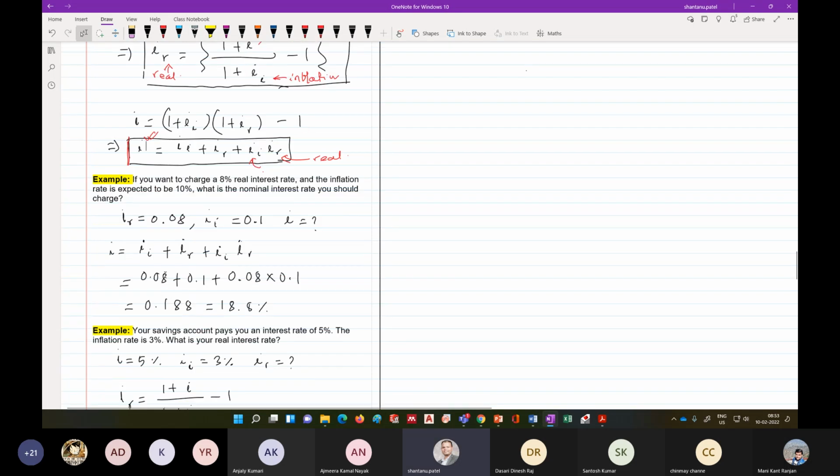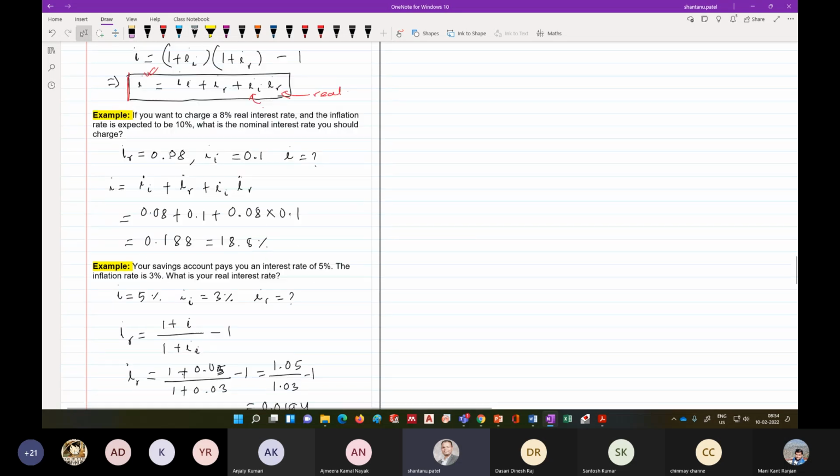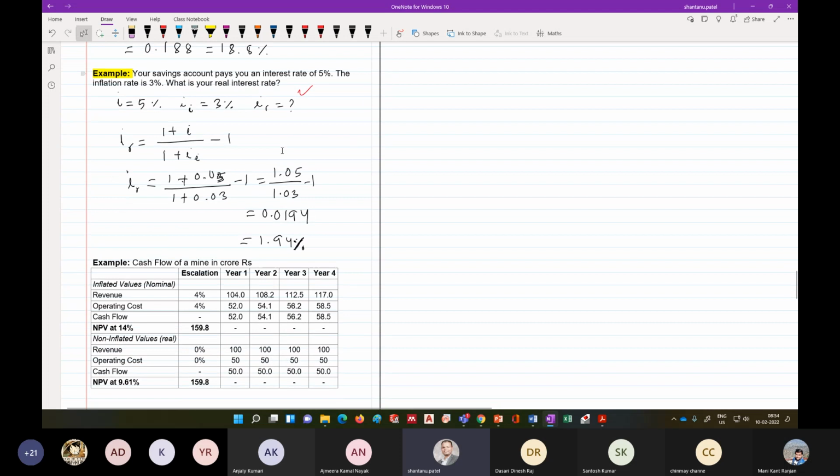So then, please see these two problems here. We solved them using these two formulas. Using this formula, you can calculate either the nominal interest rate you will charge, or, in the second case, the real interest rate you are getting. This is pretty simple. You just put the values in the formula and you can calculate.